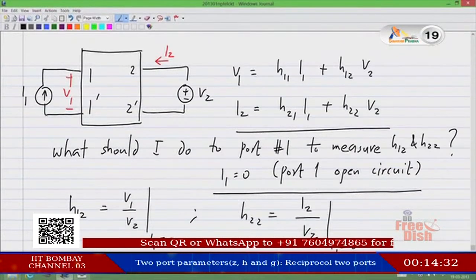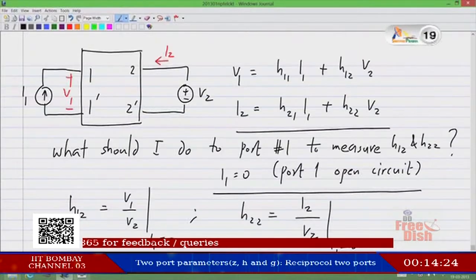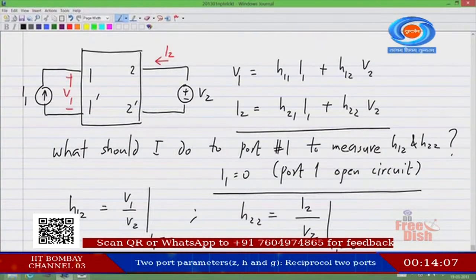And there is a question of why it is hybrid. See, if you look at Y parameters, all the Y parameters have dimensions of conductances. And Z parameters, all of them have dimensions of resistance. Then these H parameters, the dimensions are all mixed up. One of them is a resistance, one of them is a conductance, and 2 of them have no dimensions. So that's why it's called hybrid.